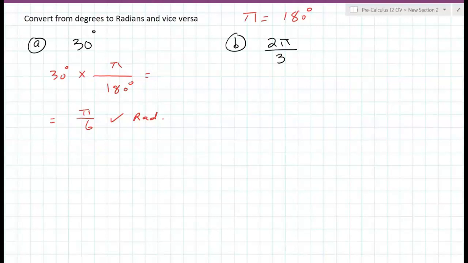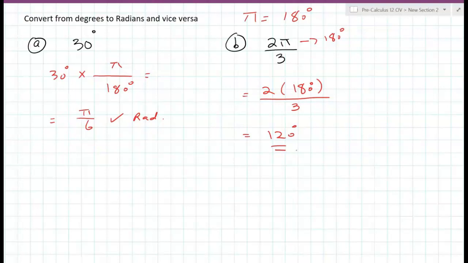Okay, now let's go to example B. Example B is very straightforward. When you see pi, you replace it with 180 degrees, and that is as simple as that. So in here it will be 2 times 180 degrees divided by 3. Then you go ahead and do the math on that one, and that turns out to be 120 degrees. Simple as that. There's no fancy way of doing this.